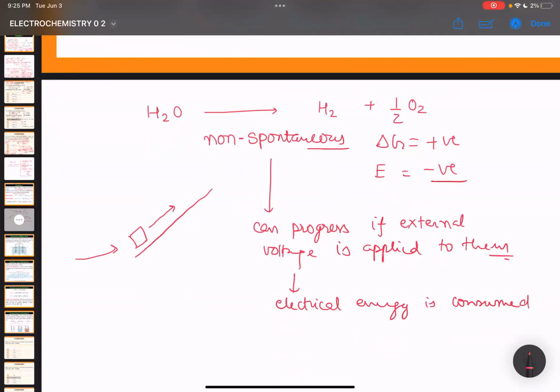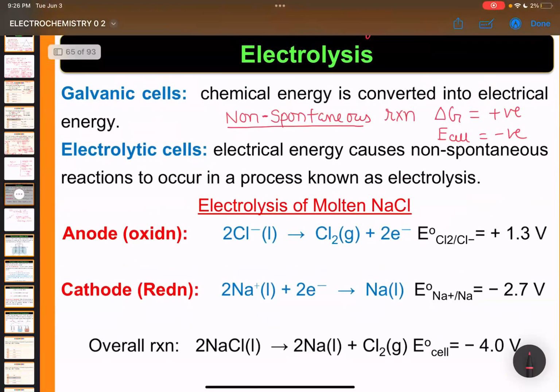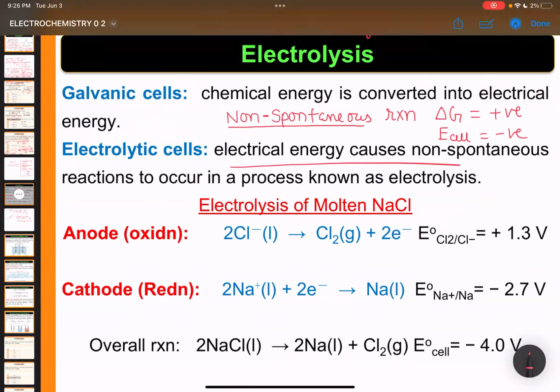Got it? Delta G is positive. Electrical energy is consumed. You need to put in some energy. Okay. And the compound changes its chemical composition. New chemicals are formed in this. So this is an electrolytic cell. Electrical energy causes a non-spontaneous reaction to occur, and the process is known as electrolysis. Electrolysis, as the name indicates. Lysis means to break.